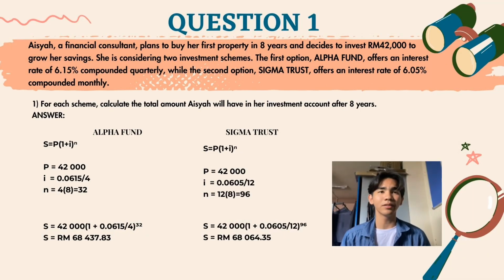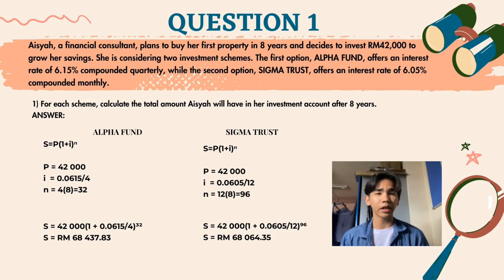Aisha, a financial aid consultant, plans to buy her first property in 8 years and decides to invest 42,000 ringgit to grow her savings. She is considering two investment schemes. The first option, Alpha Fund, offers an interest rate of 6.15% compounded quarterly, while the second option, Sigma Trust, offers an interest rate of 6.05% compounded monthly. First question: for each scheme, calculate the total Aisha will have in her investment account after 8 years.